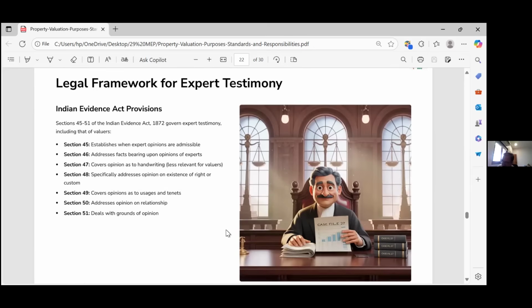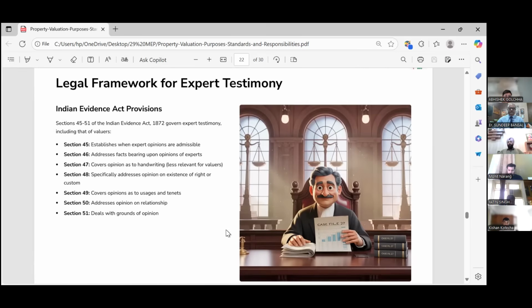So we will learn this legal framework, the Indian Evidence Act provisions, that you must be conversant with. We will learn these in detail during our general law study, the Indian Evidence Act. But even then, you must be conversant with which sections are relevant for your expert testimony.